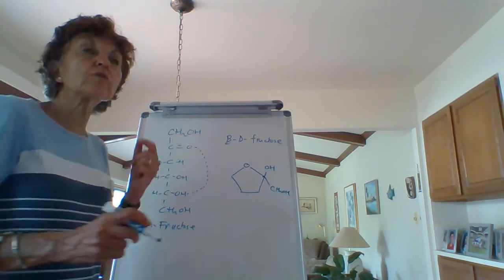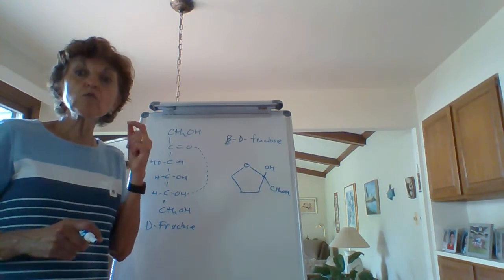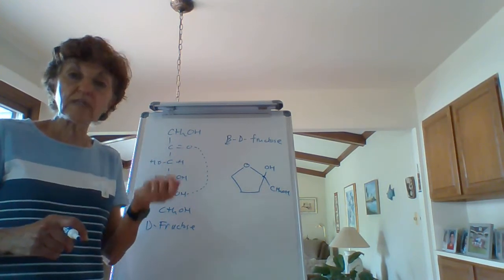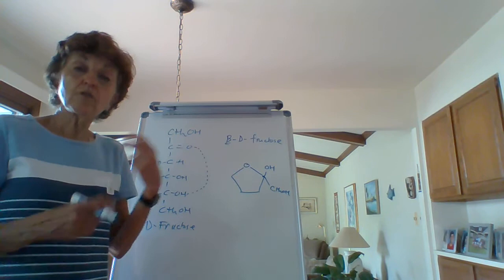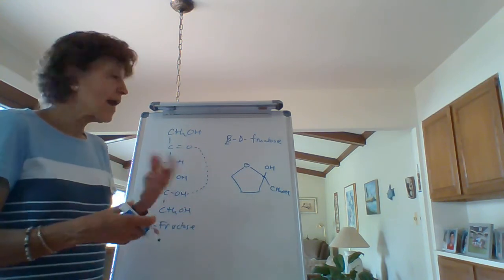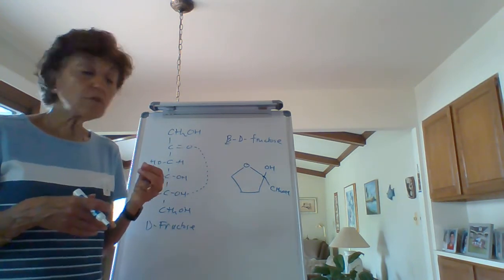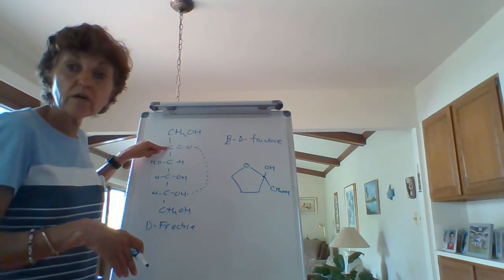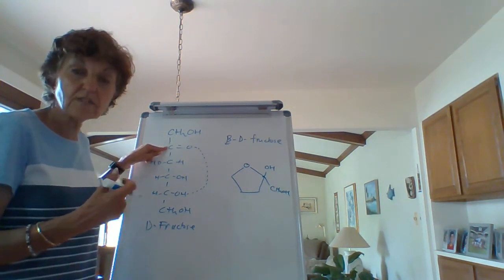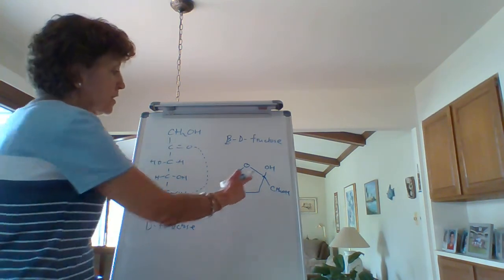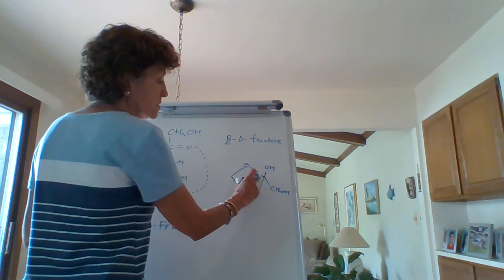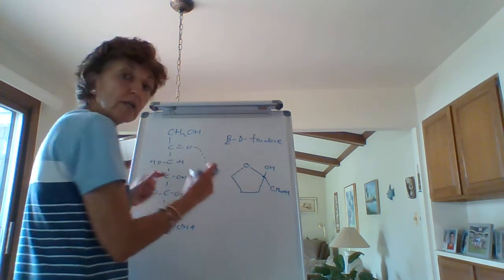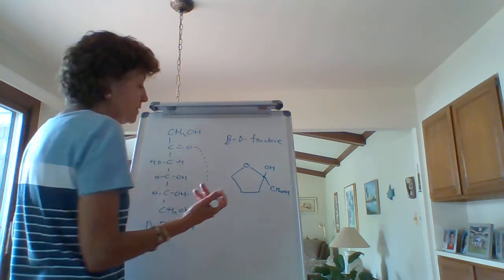Remember how I told you with glucose and galactose, carbon 1 OH will tell you if it's alpha or beta? Well, because those are aldehydes or aldoses. Fructose is a ketose, and so we focus on carbon 2 to tell us if it's alpha or beta. This is carbon 1, this is carbon 2. So carbon 2, the OH is pointing up, so therefore it's a beta.